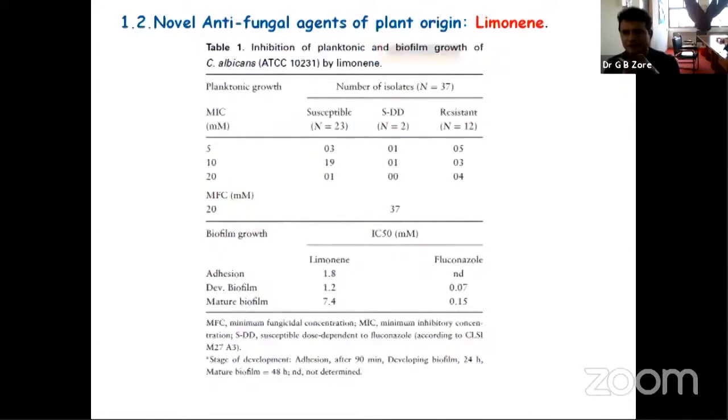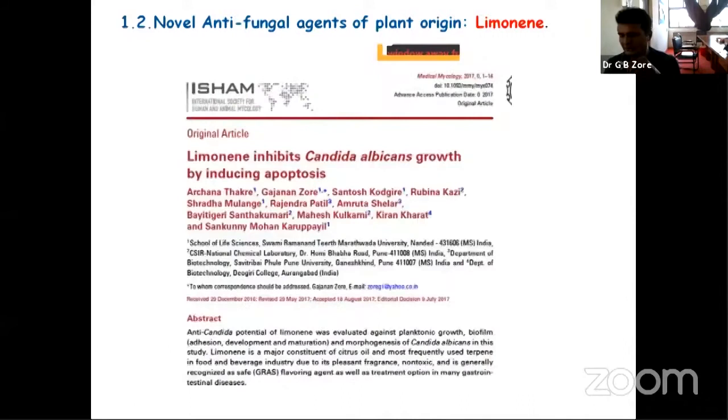So we understood the mechanism of action of these molecules against fungal pathogens. So how did we do that? We tested the effect of these molecules on planktonic and biofilm growth. Then we tested the effect of those molecules on morphogenesis, and we can see that these molecules can inhibit budding, or inhibit hyphal formation.